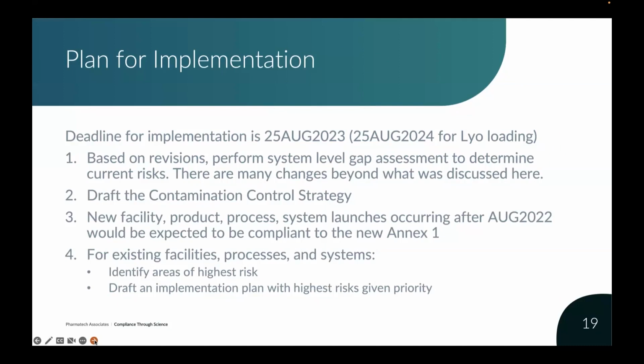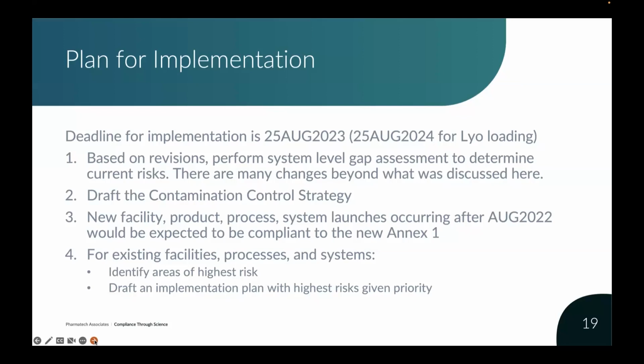So what do we do about it? The first thing you really want to do is go through and find those particular revisions that are relevant to your systems, whether they be sterilization, aseptic process simulation, your cleanroom design, your facility design, your gowning, whatever. Perform that system level gap assessment. Determine where do I have risk? Where do I have gaps? If I have that gap, how big is that risk?